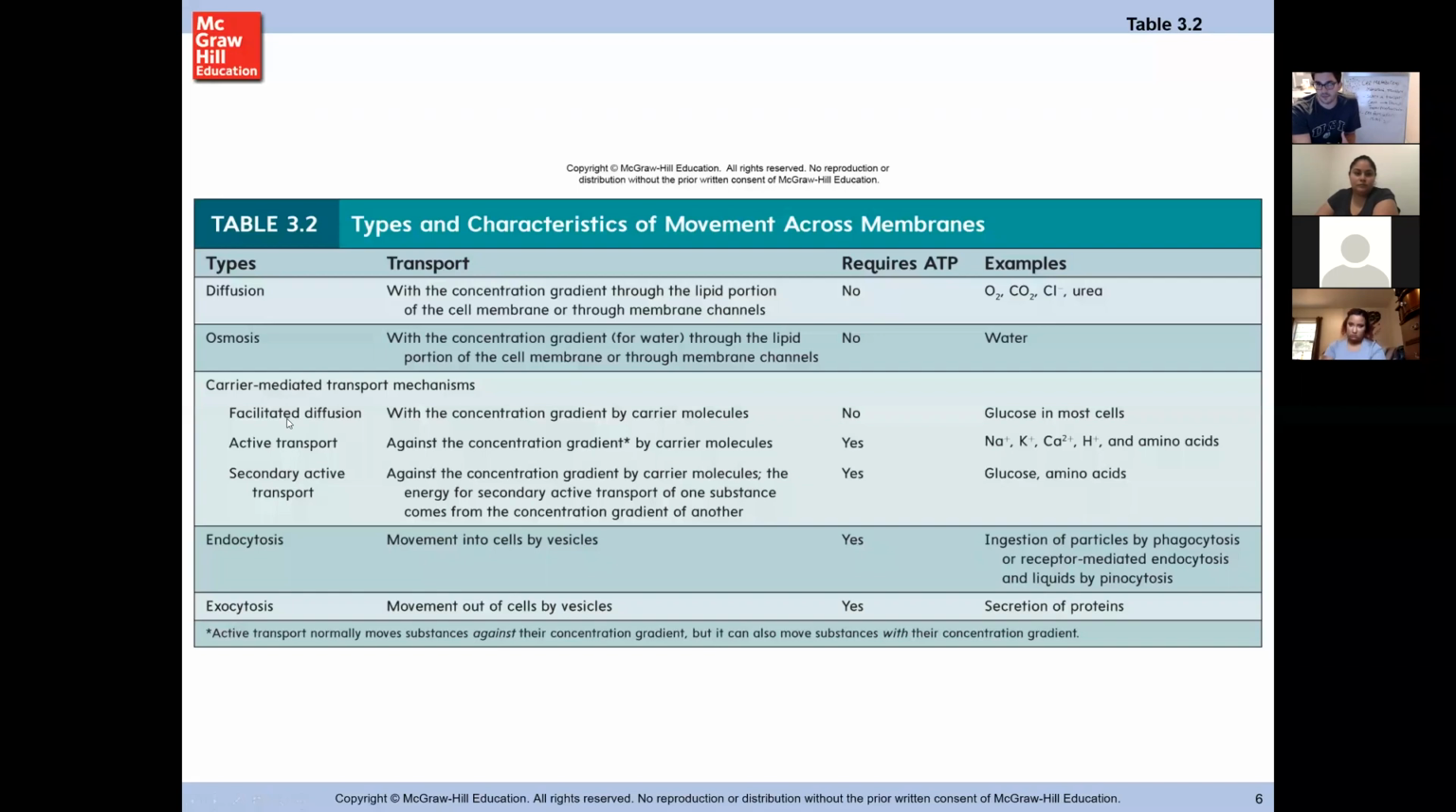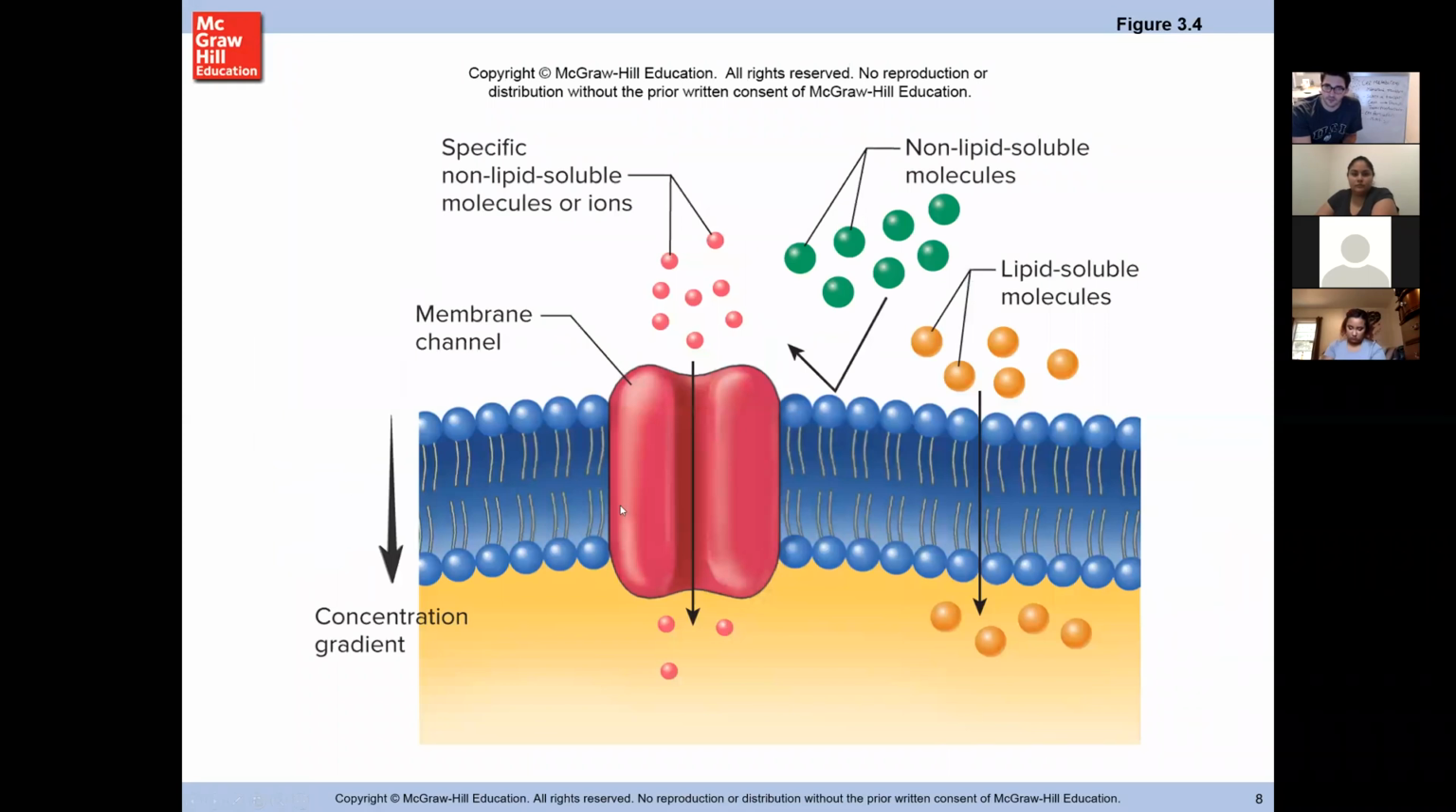But then sometimes if you are forcing molecules against their gradient, you would need proteins that only open one way, and that would be an example of something like active transport. But that's not depicted here. So our membrane channel right here is a really good example of how we can have selective barriers for ions and molecules that are specific to this particular protein.